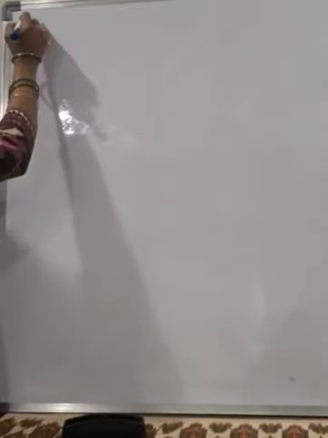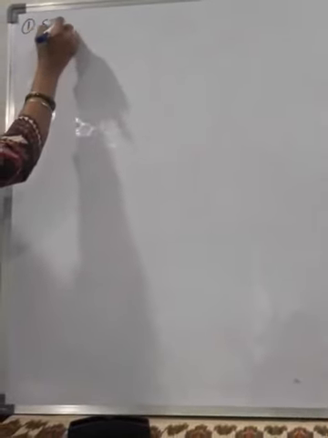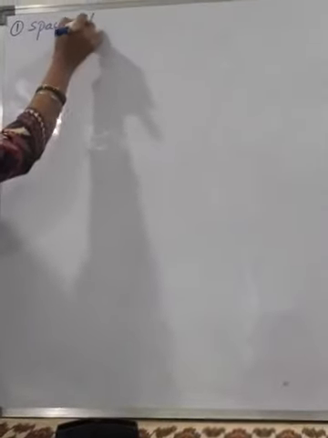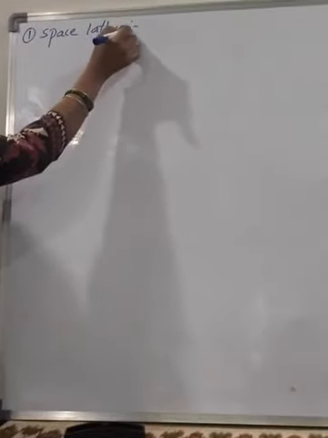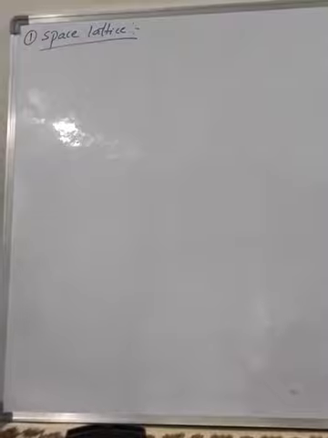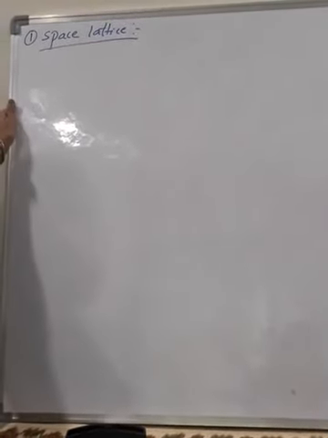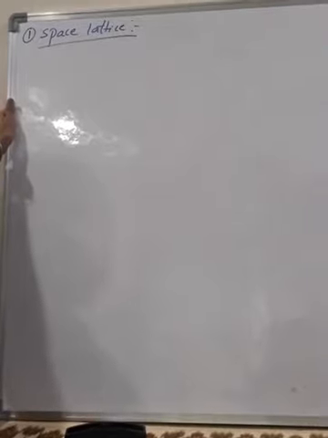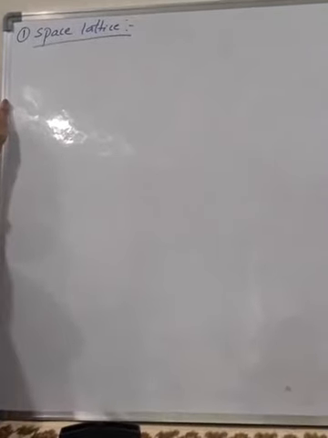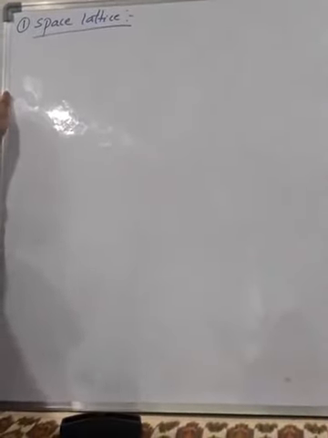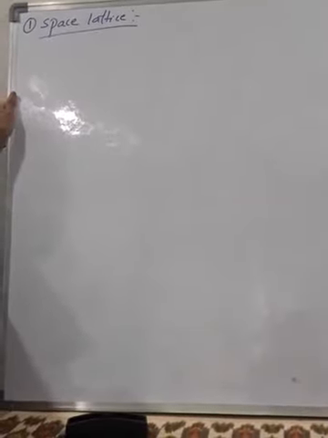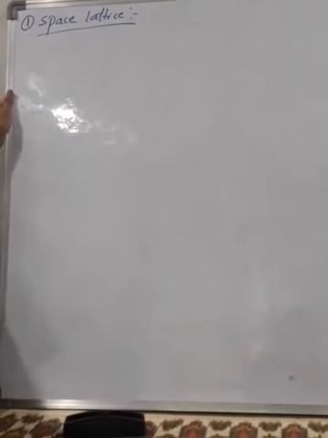Students, next some important terms which are related to solids. First one is space lattice. Crystal lattice, space lattice. So space lattice is regular arrangement of the constituent particles present in solids in a three-dimensional space. So that is called space lattice.